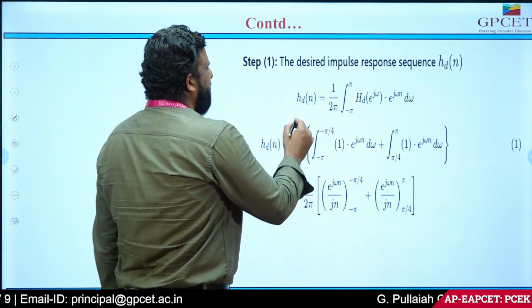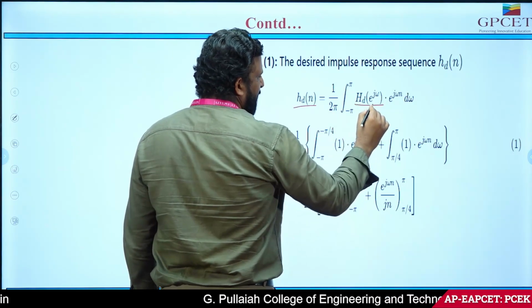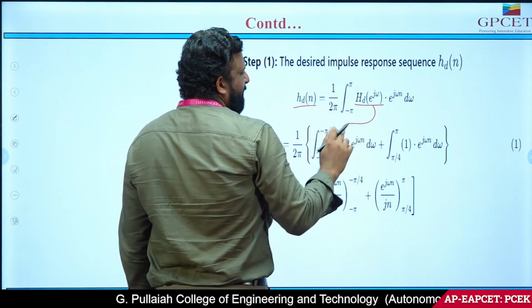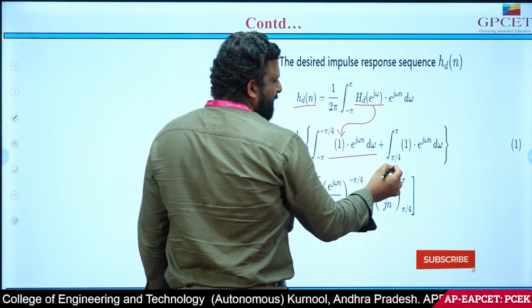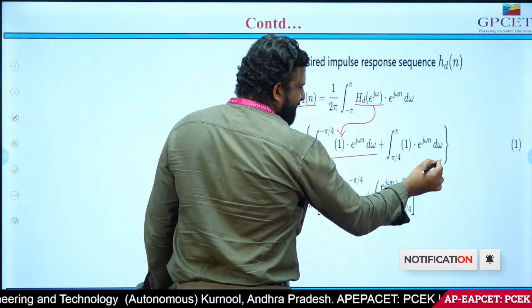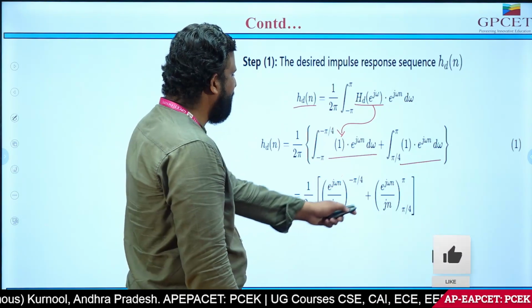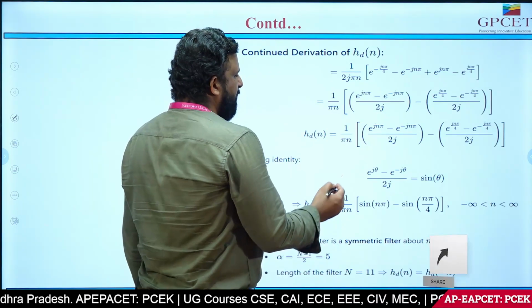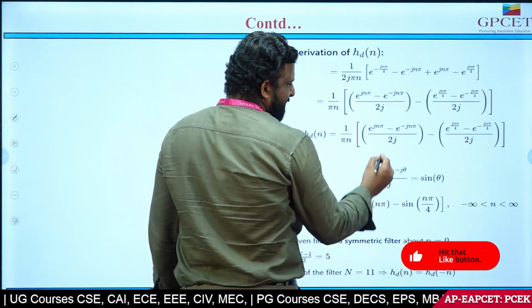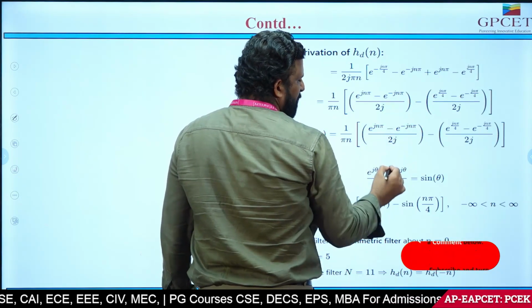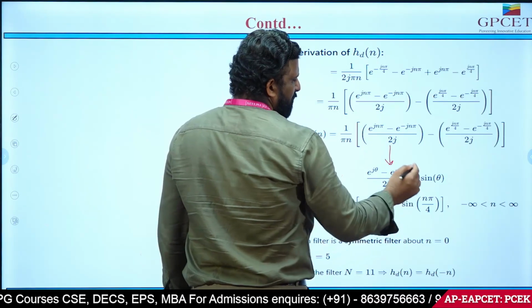Same as before, first we need to find the impulse response hd of n. The value of hd of e power j omega is equal to 1 within the range minus pi to minus pi by 4, which is the first term, and pi by 4 to pi, which is the second term. After doing the integral and applying the limits, the finalized equation we get is hd of n equals 1 by pi n sin theta. Here we have rearranged all the terms in the form e power j theta minus e power minus j theta by 2j, which is equal to sin theta.